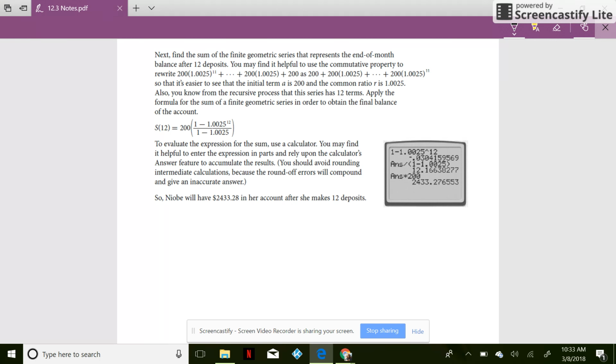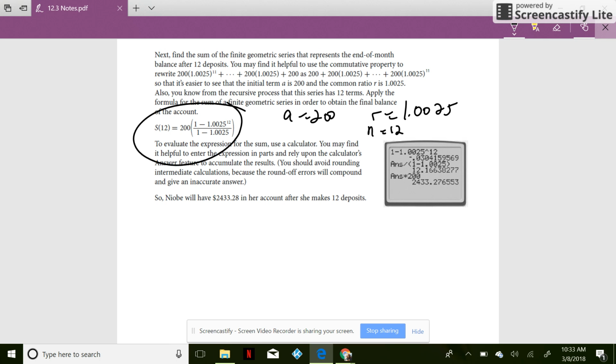And so then our, I apologize, the common ratio is 1.0025. So whatever the original balance was, as well as that 0.25% interest value. So our A is 200. Our common ratio is 1.0025. And again, that's accounting for the original balance that she had added to that the interest. So the 2.25% interest rate. So then the number of payments is 12 because there's 12 terms.